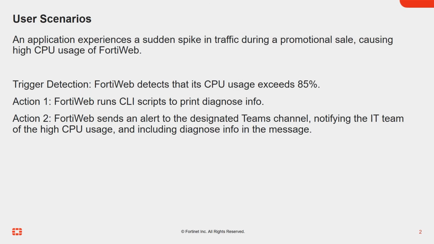Automation stitches automate the activities between different system components, which decreases the response times to security events. In this example, we'll use an automation stitch to ensure that the IT team is immediately aware of performance issues and can quickly address them, minimizing downtime and maintaining a smooth user experience for customers.